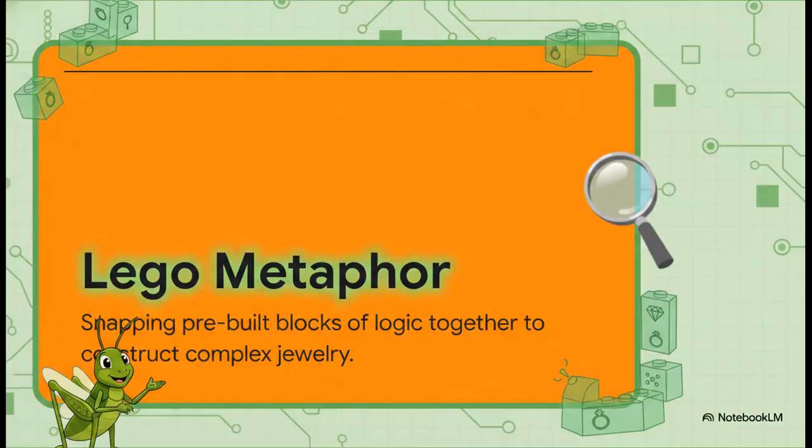Look, if seeing those nodes feels a bit intimidating, don't sweat it. The training guide uses this brilliant definition to demystify the whole coding fear. It's the Lego metaphor. Designing in AlgoJewels is exactly like snapping pre-built blocks of logic together. You don't have to write raw code. You just take a ring sizer block, snap it to a profile block, and snap that to a sweep block. Before you know it, you're constructing incredibly complex rings and pendants. It makes advanced parametrics highly accessible.